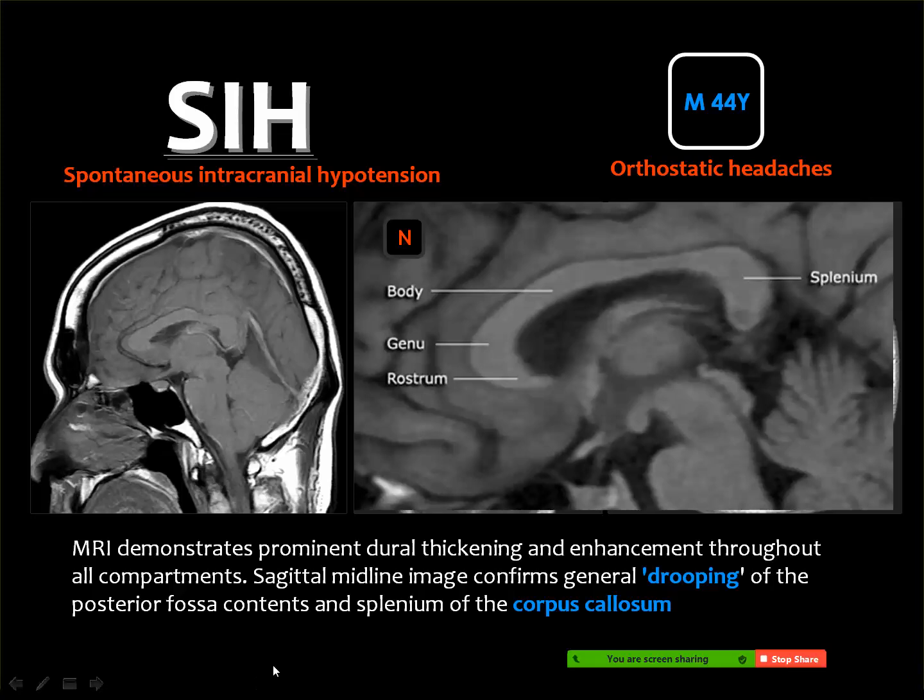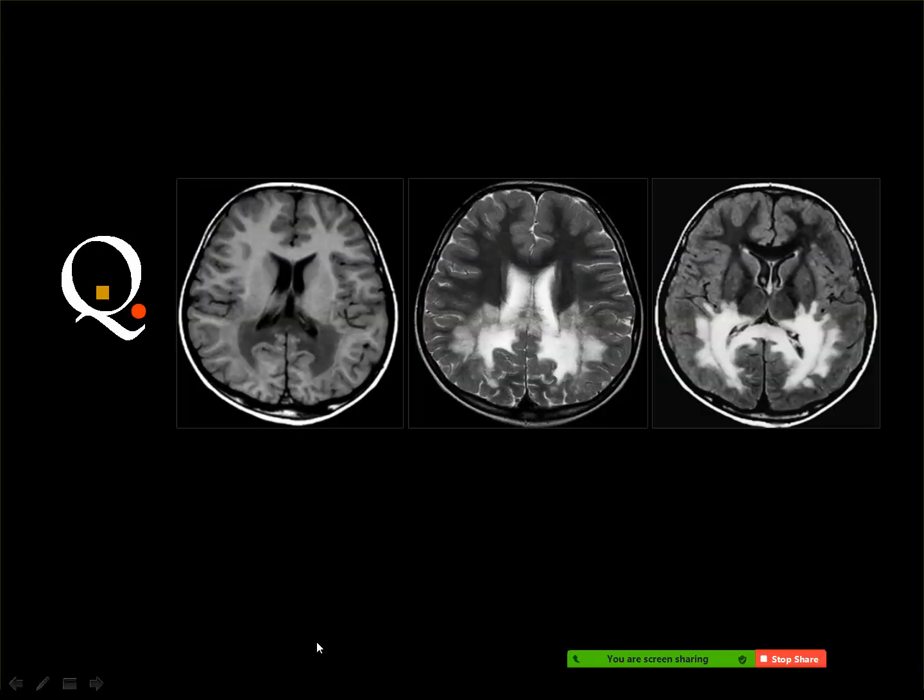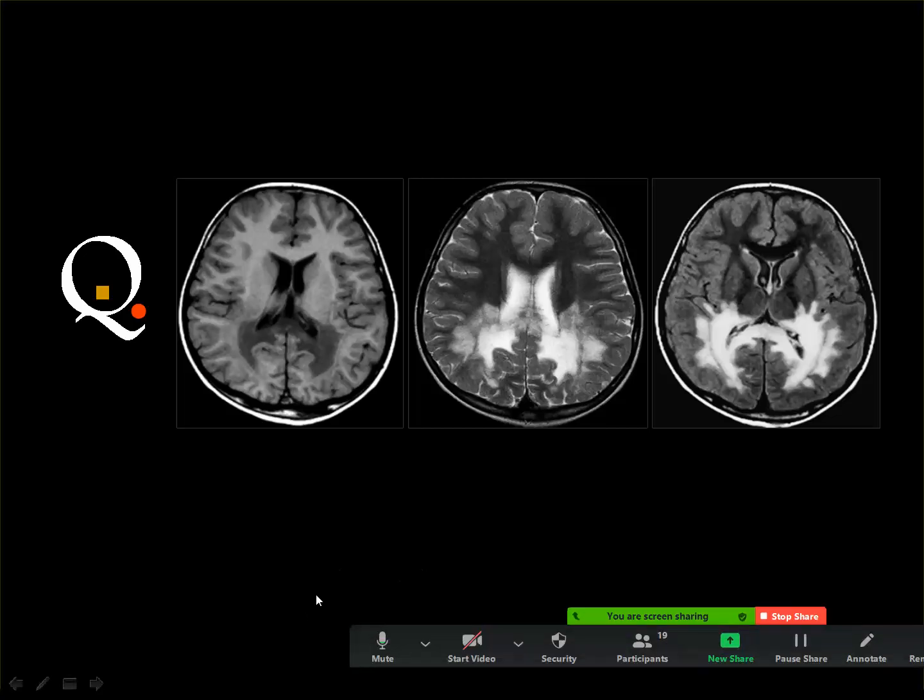thickening and enhancement. And you can compare the normal appearance of the corpus callosum with the corpus callosum of the spontaneous intracranial hypotension, and you can easily appreciate the difference. Then the next case. Adrenoleukodystrophy. Yes, this is right.